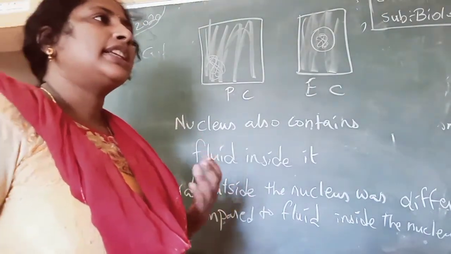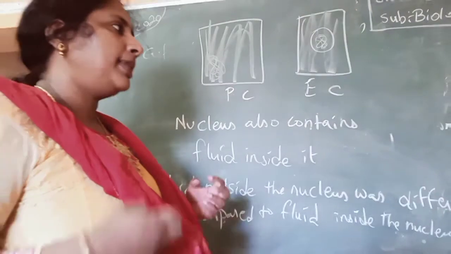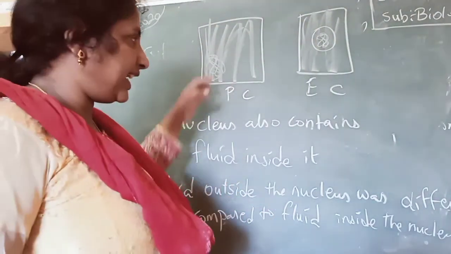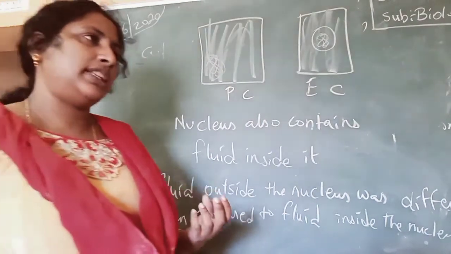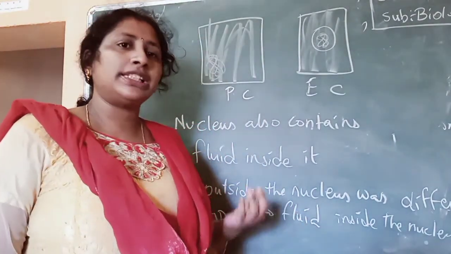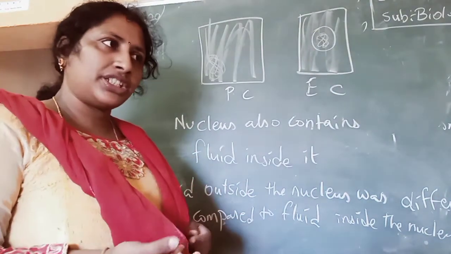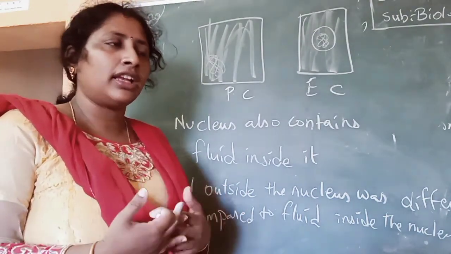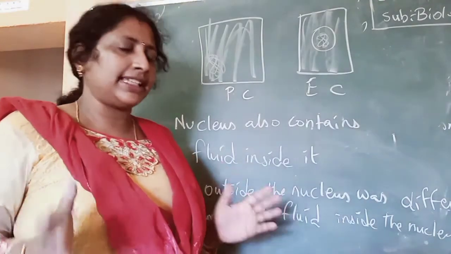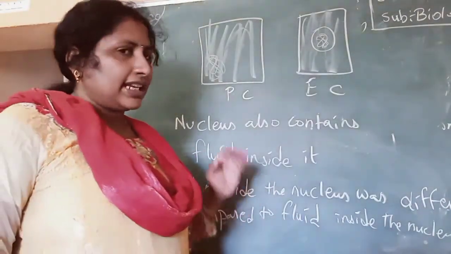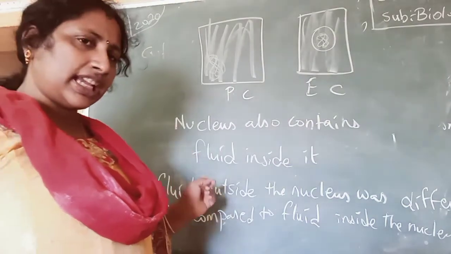So they found that the essence of life was not in the cytoplasm or the protoplasm, but life exists due to several reactions taking place inside the cell organelles which are present in the cytoplasm. The scientists said that the essence of life is due to the cell organelles present in the cytoplasm, but not due to the cytoplasm. Various reactions are taking place in these cell organelles, and they are making life exist, but not the cytoplasm. Cytoplasm is only carrying these cell organelles. So they found out that the nucleus contains some fluid which is different from the fluid outside it.